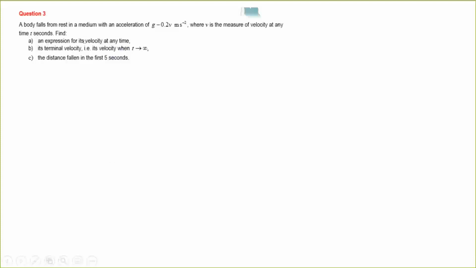So let's have a look at the first question. A body falls from rest in a medium with an acceleration g minus 0.2v, where v is the measure of velocity at any time t seconds. Find an expression for its velocity at any time, find the terminal velocity, that means velocity when t approaches infinity, and find the distance fallen in the first 5 seconds.